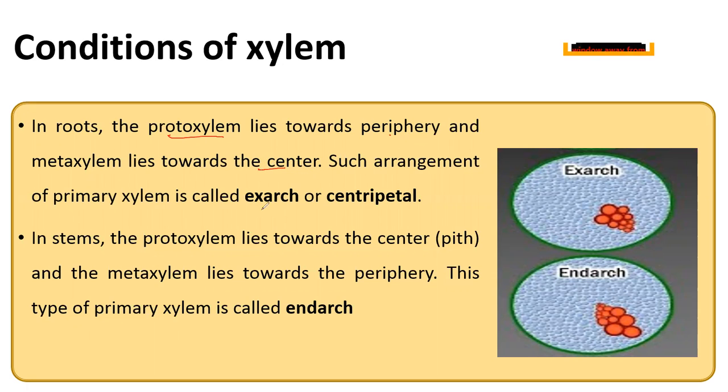Metaxylem is towards the center. Such a condition is called exarch or centripetal. If it is vice versa, we call it endarch. In endarch, the protoxylem is towards the center and metaxylem is towards the periphery. You can very well see here, the first formed xylem is towards the center or the pith, and the later formed metaxylem is towards the periphery. This condition we call endarch. Endarch is associated with the stem.